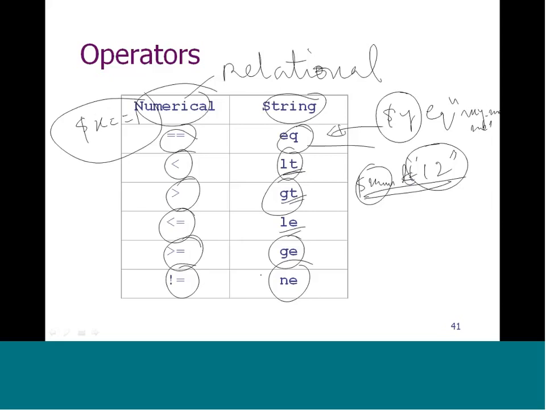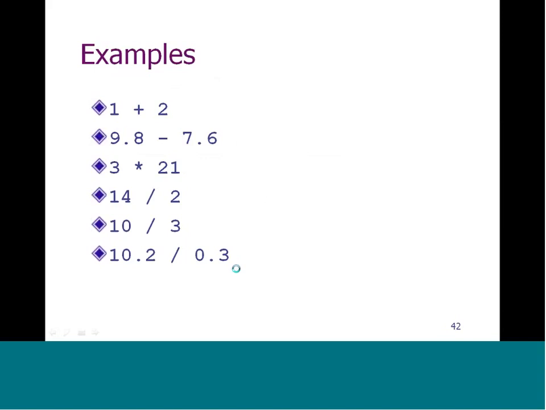We will use some of these things in various programs in the coming lectures. You also have some assignments which will be using these concepts. So here are some examples. 1 plus 2, straightforward, is 3. 9.8 minus 7.6 is 2.2. Again, you don't have to explicitly specify any floating point, as in Perl everything is floating point. 3 times 21 is 63, easily understood. 14 divided by 2 is 7.